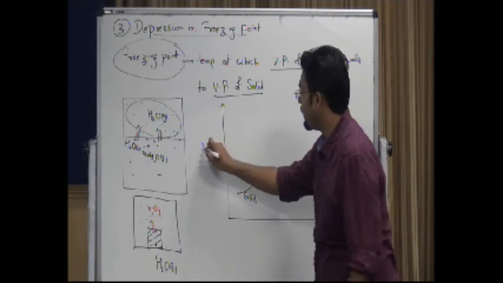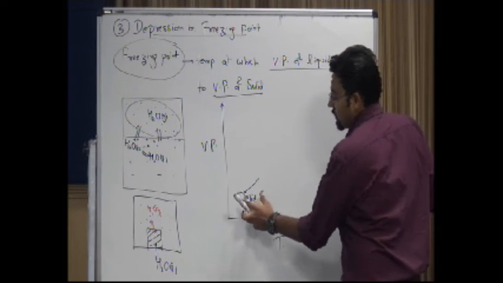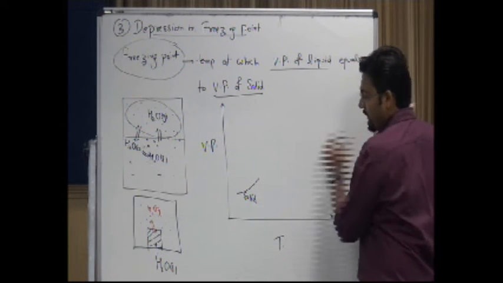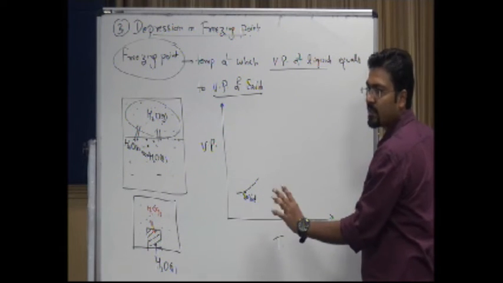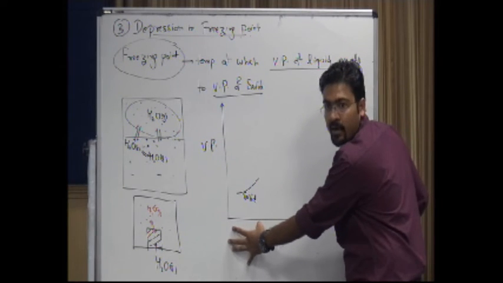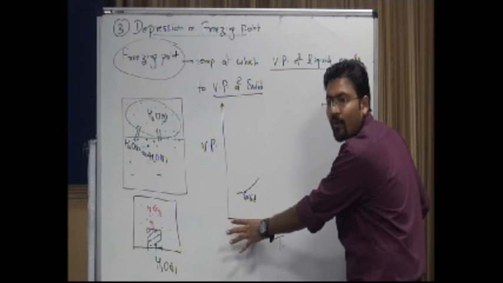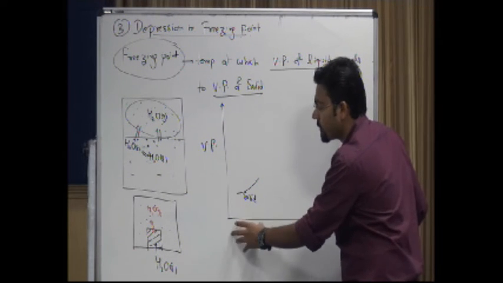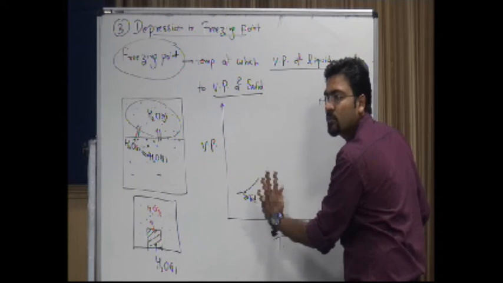For example, this is the vapor pressure and this is the temperature. So let's assume this temperature range as the temperature range at which this liquid will freeze. For example, for water, the temperature range I'm talking about is the negative temperatures. At negative temperatures, only ice will be there. And if there are some vapors forming, they'll be exerting some pressure. So that will be called the vapor pressure of solid.